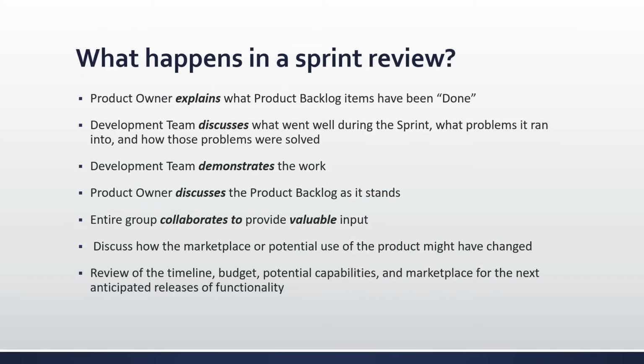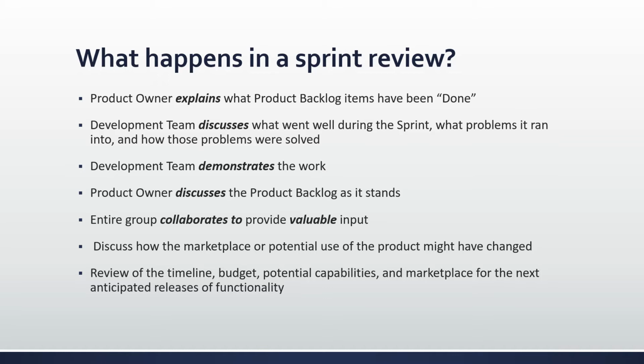So what happens in a sprint review? Well, we can take this according to the Scrum Guide itself. And as you see listed here, this is what happens. First, the attendees include the Scrum team and the key stakeholders, and they're invited by the product owner, as explained on the previous slide. The product owner then explains what the product backlog items that have been done are and what has not been done. The development team discusses what went well during the sprint, what problems it ran into, and how those problems were solved. The development team demonstrates the work that's been done and answers questions about the increment.